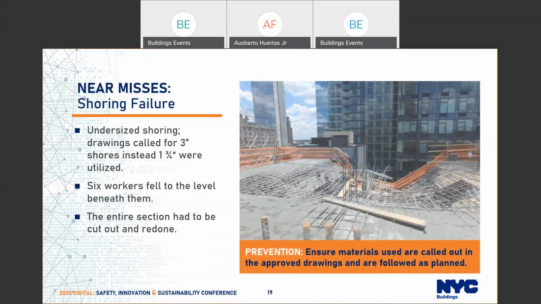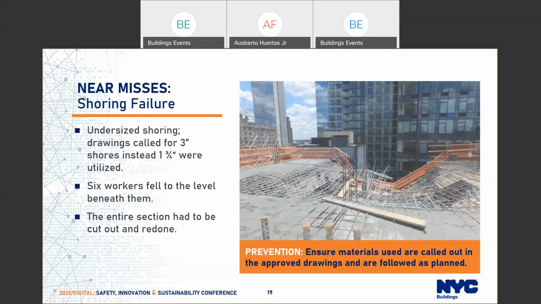In June of 2017, a shoring failure took place. In an effort to cut costs, the contractor chose to use 1 3/4-inch shores instead of the 3-inch shores that were called for in the approved plans. The use of undersized materials caused a shoring failure. 6 workers fell 1 level below when the shoring failed.